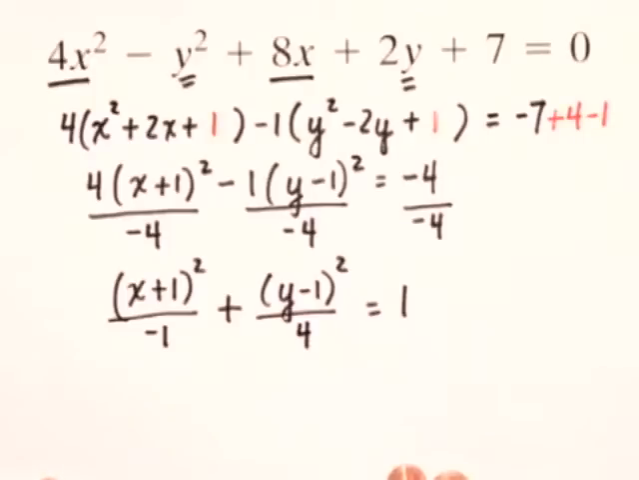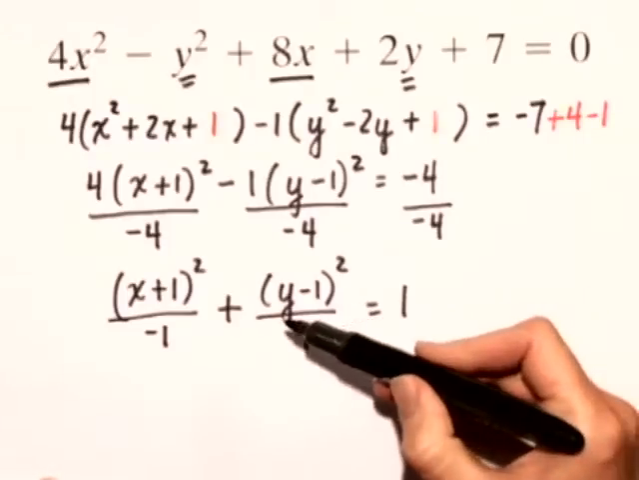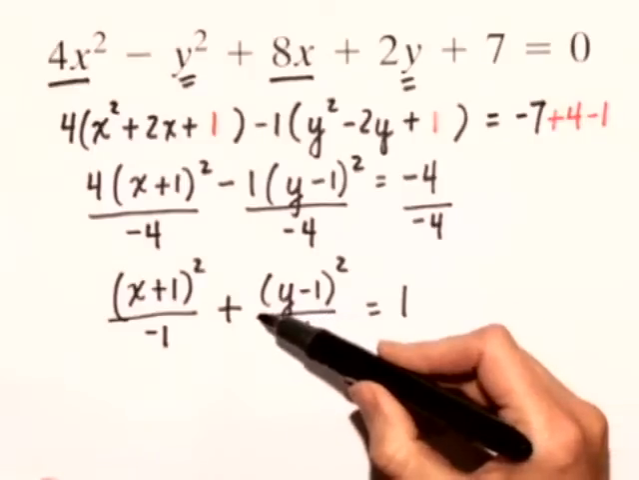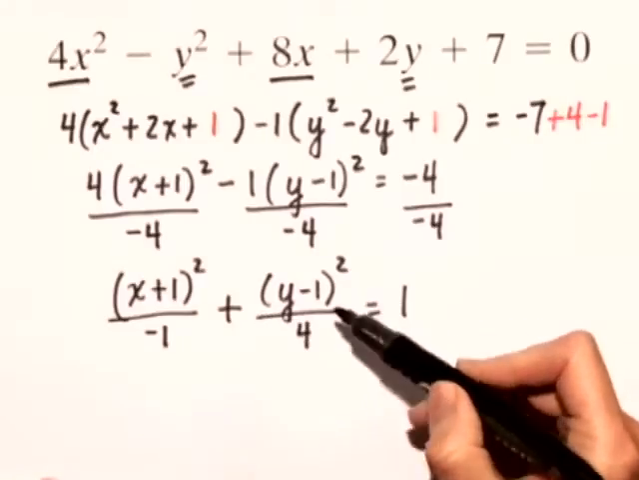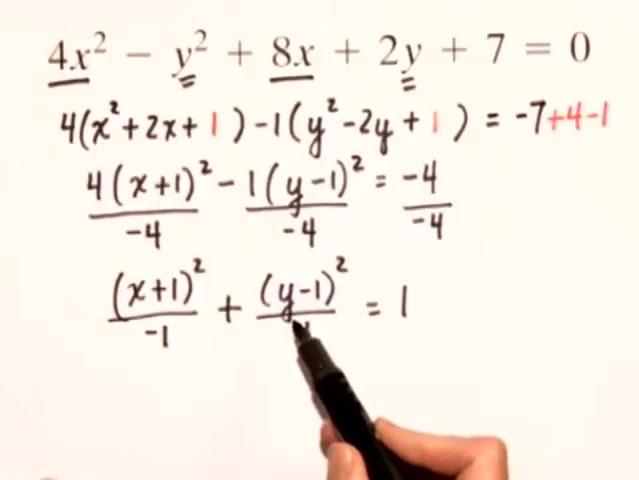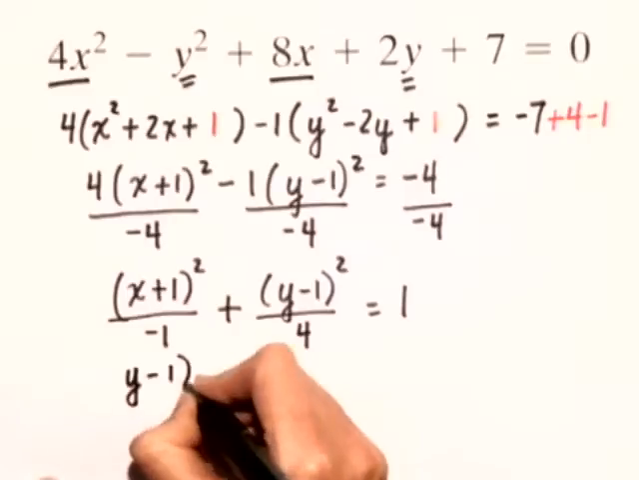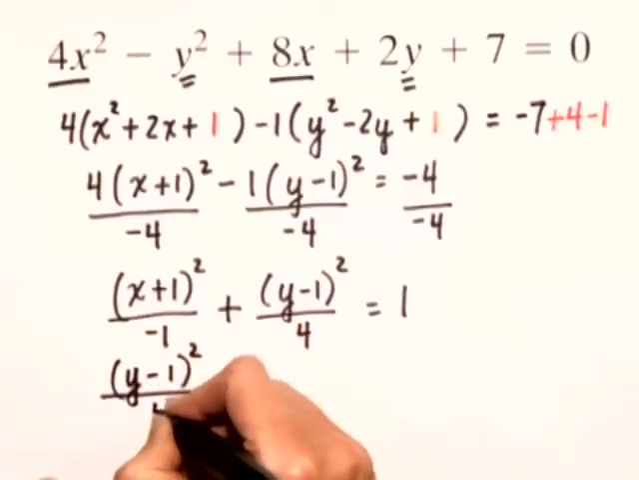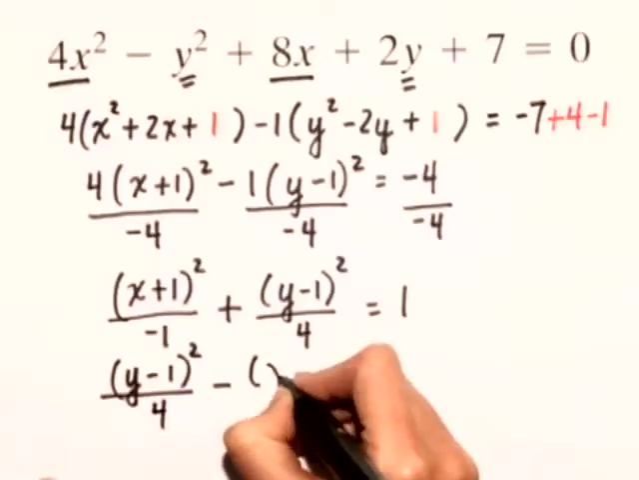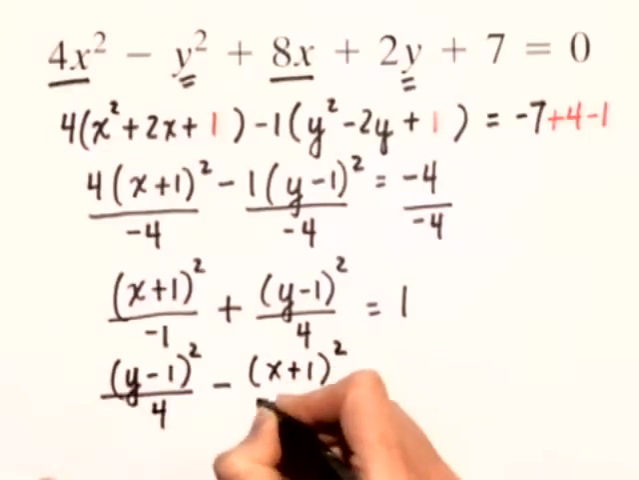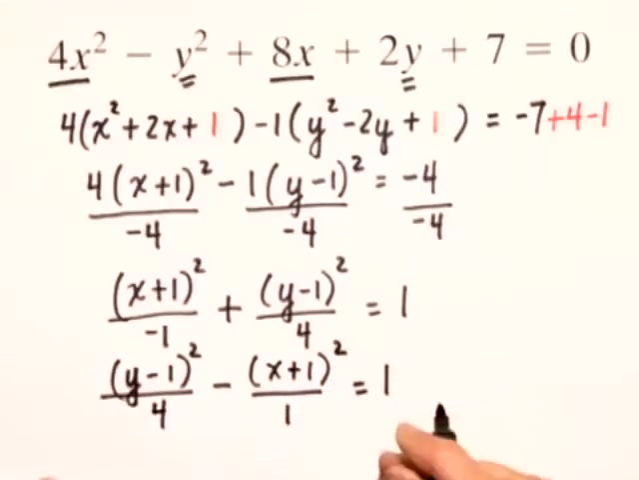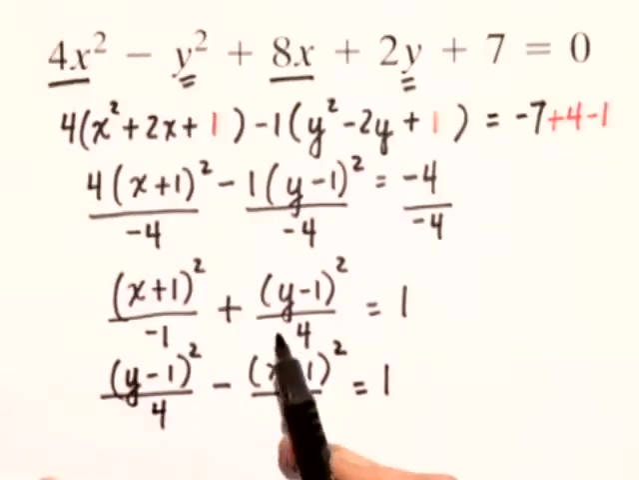Now this is a hyperbola. Normally in standard form, we put the square term with the positive coefficient first. Since the y squared term has a positive coefficient, we'll rewrite it so that term comes first. So we have y minus 1 quantity squared over 4 minus x plus 1 quantity squared over 1 is equal to 1. I just changed the order here. Now we have our hyperbola in standard form. Now we're ready to get the information in order to graph it.